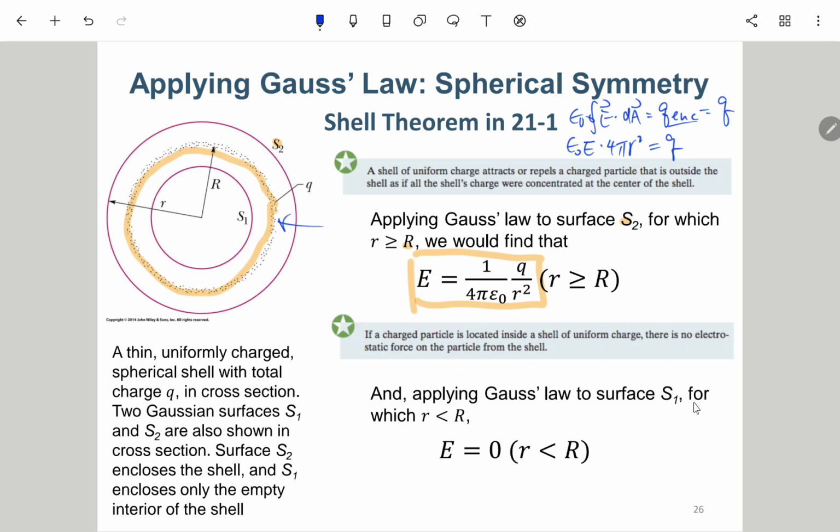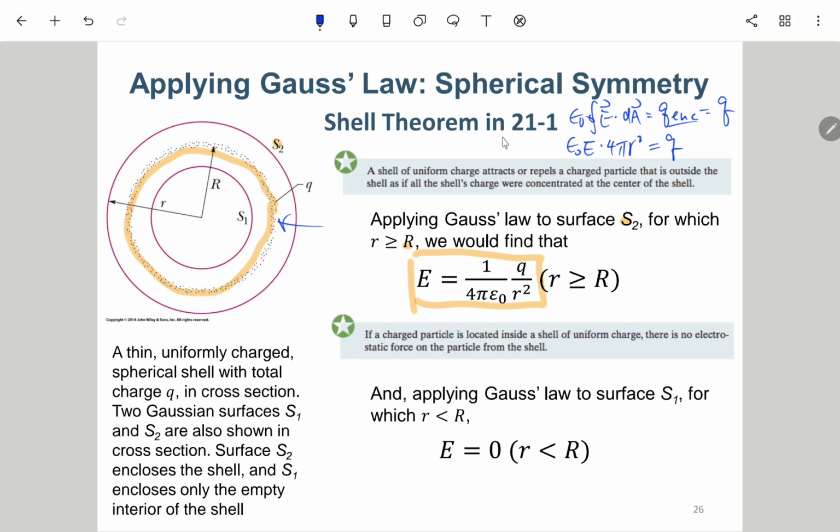Okay, applying Gauss law to the surface S1 for which r is less than capital R. For this S1, it encloses nothing, so the net flux will be zero, and then by symmetry it should be zero over the whole Gaussian surface. Which means that E equals zero for the inside part. And this is the second part of the shell theorem.